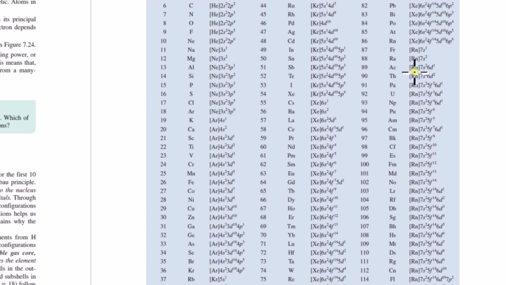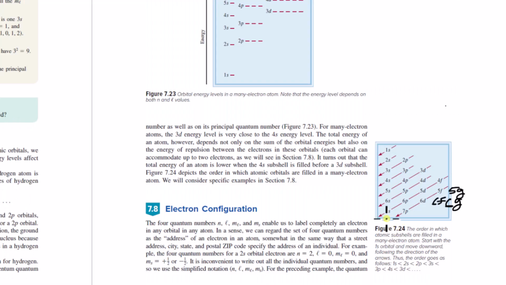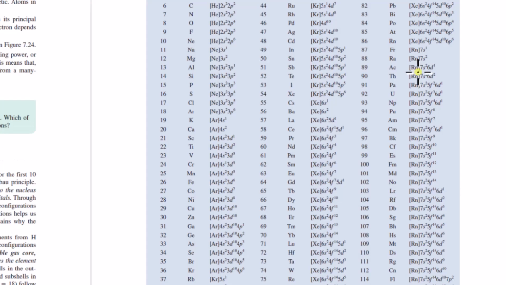And you would think that if we come here, 7s, we should start with 5f, right? But we actually start with 6d. But in general, you do end up coming back to 5f, right? 5f, look, 9, 10, 11, 12. In general, you are going to 5f next, but there are these irregularities. And then you come to 6d. You go from 5f, then comes 6d.